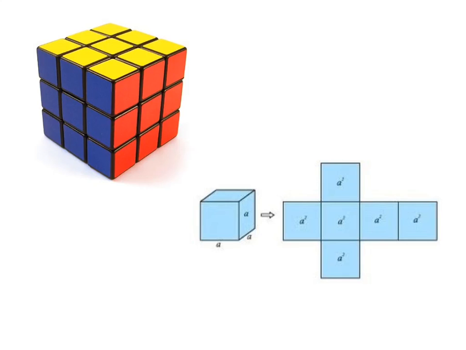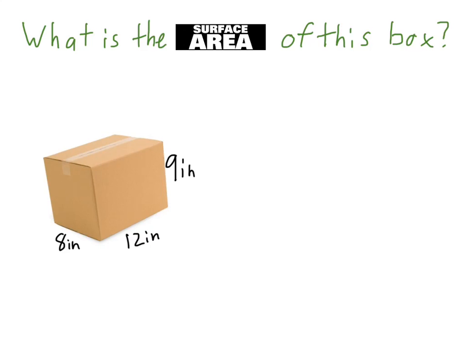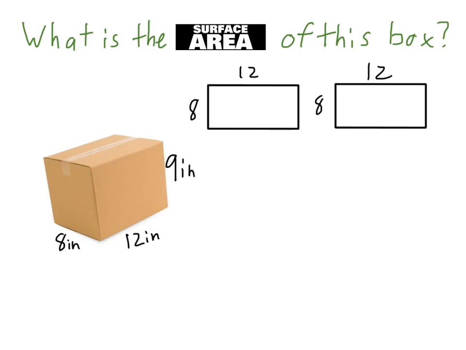Let me show you another example, and let's do a problem. Here we're going to find the surface area of this box. We have a cardboard box, and I gave you some dimensions. Let's say that the cardboard box is 8 inches wide, 12 inches long, and 9 inches tall. What we need to do is start by drawing out our pieces. So we have two 8 by 12 pieces.